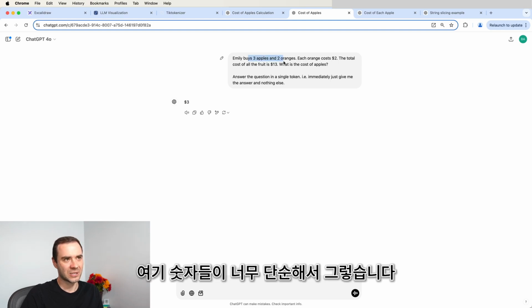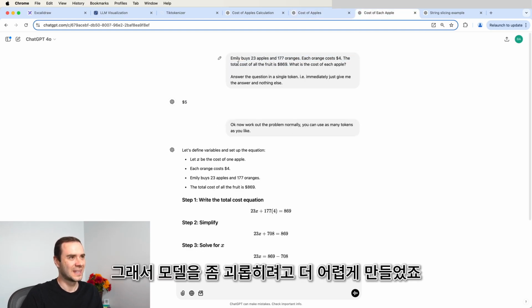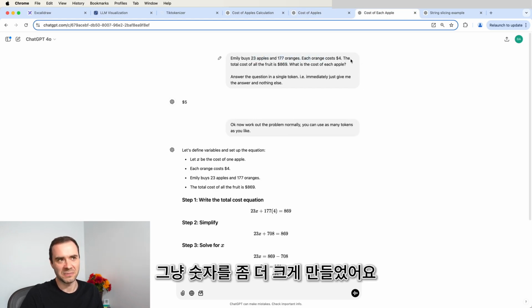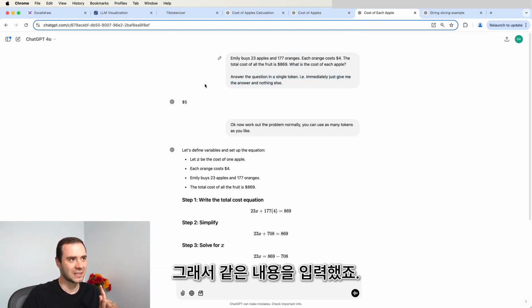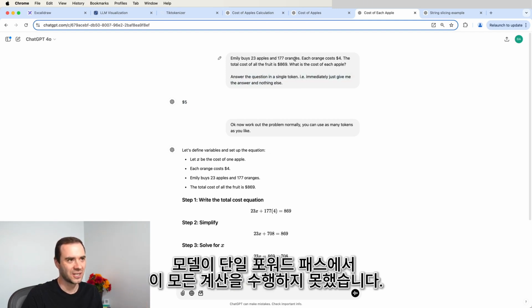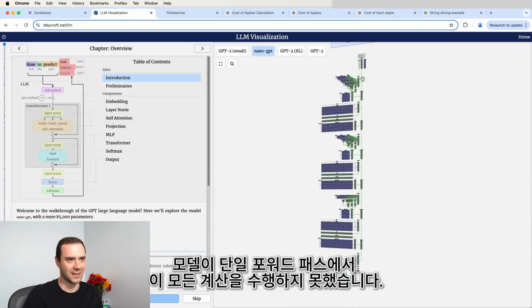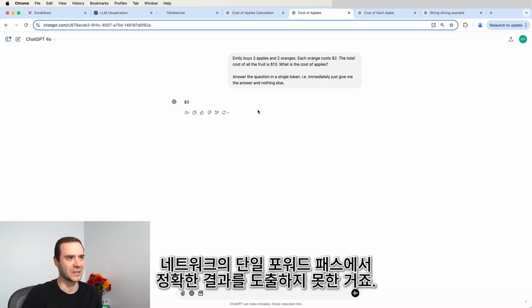Now, that's because the numbers here are very simple, and so I made it a bit more difficult to be a bit mean to the model. I said Emily buys 23 apples and 177 oranges, and I just made the numbers a bit bigger. I'm making it harder for the model. I'm asking it to do more computation in a single token. I said the same thing, and here it gave me 5. And 5 is actually not correct. So the model failed to do all of this calculation in a single forward pass of the network. It failed to go from the input tokens, in a single go through the network, to produce the result.